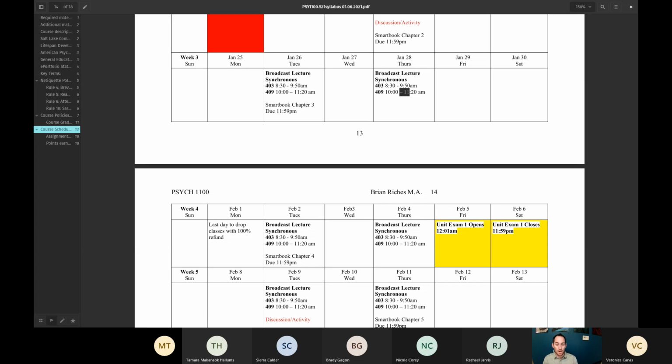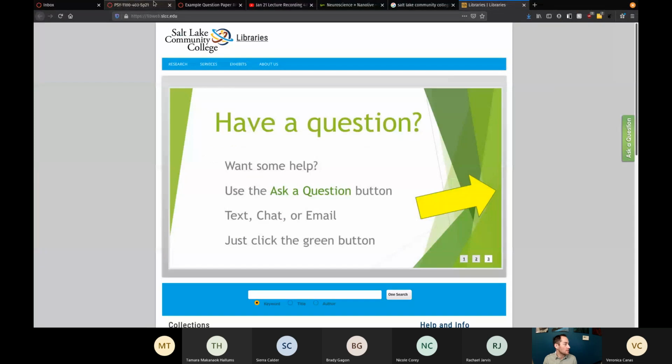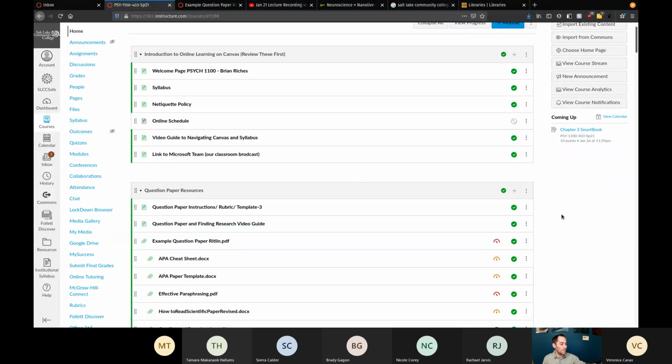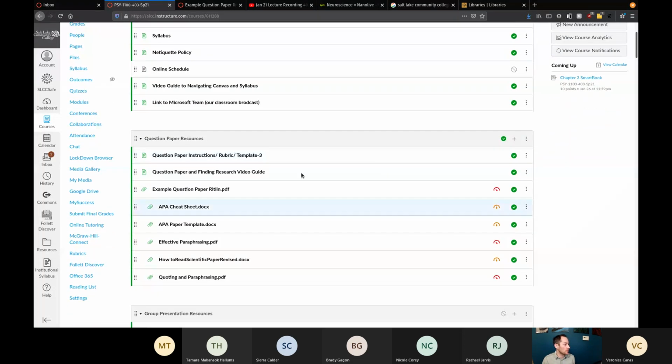All right, so we're recording. Everyone can hear me. My screen is up. So let's first talk about question papers. This is actually the earlier class's Canvas, but it looks the same as yours. Obviously, this is my view of the Canvas, but you should have this question paper resources area. And this is the most important thing for learning about the question papers.